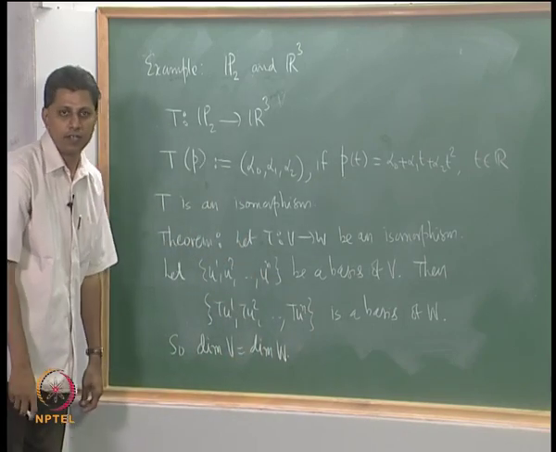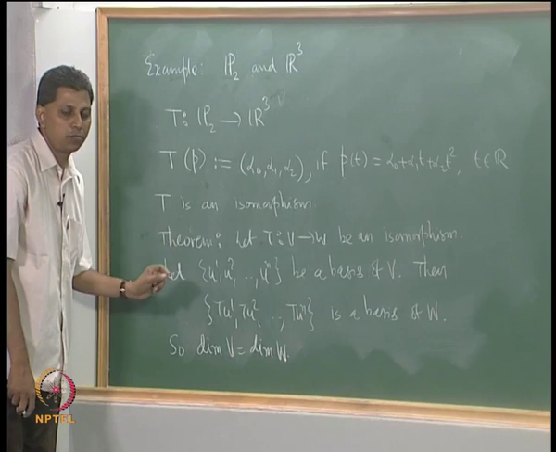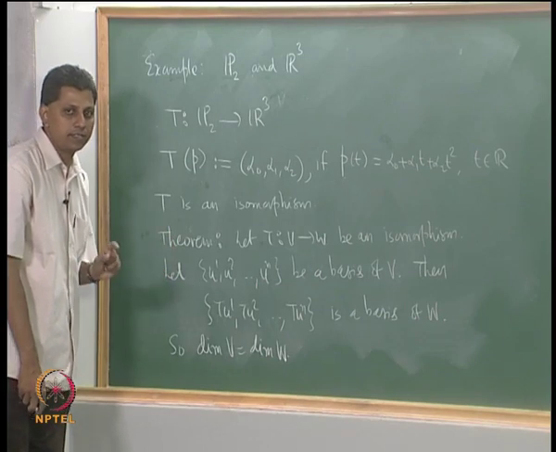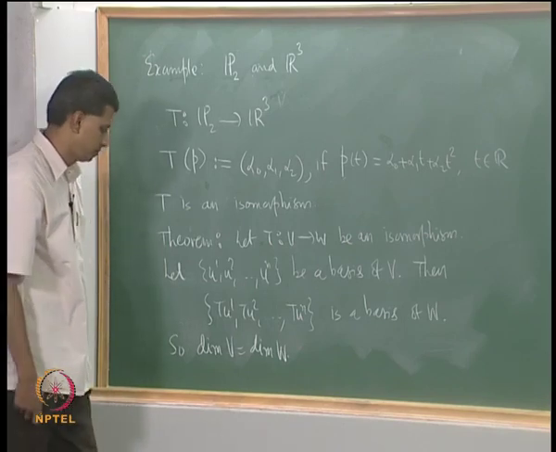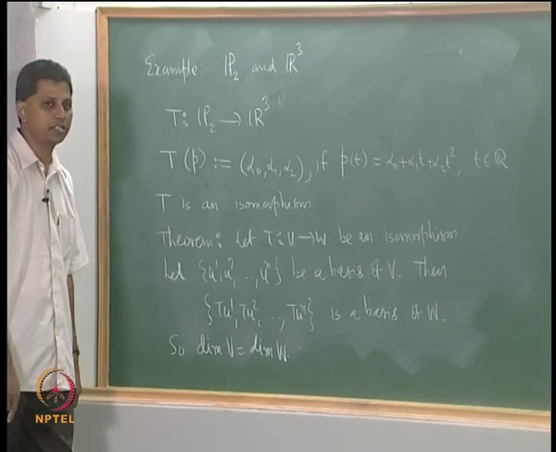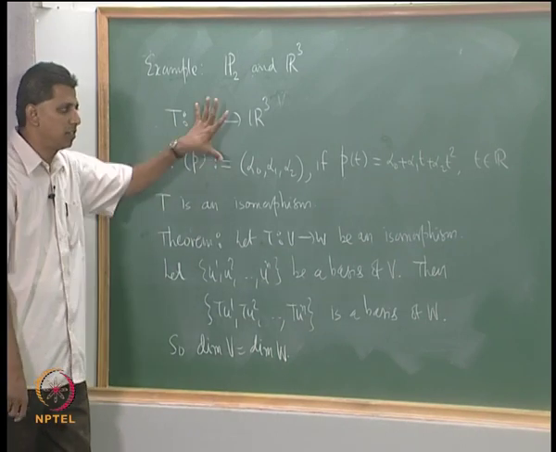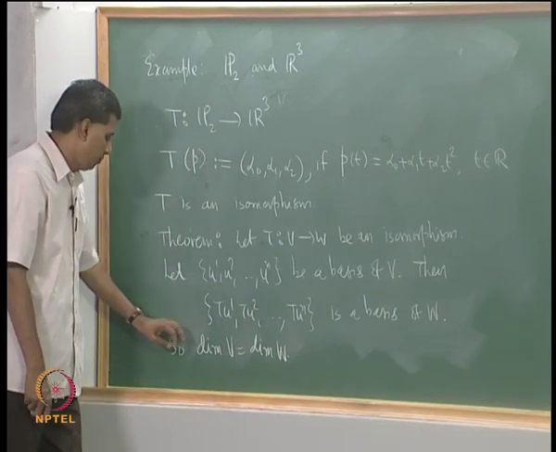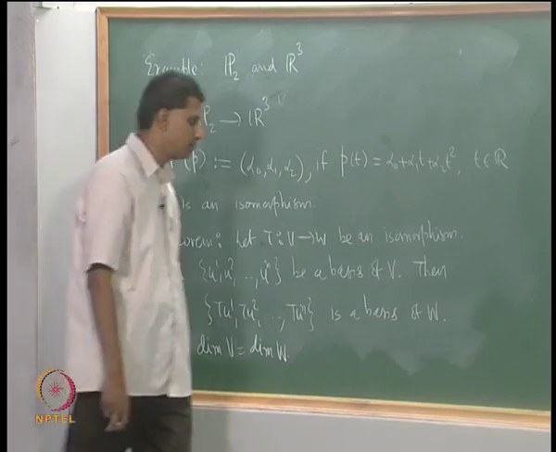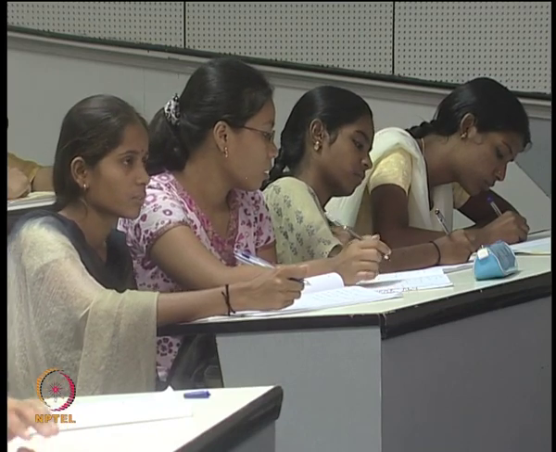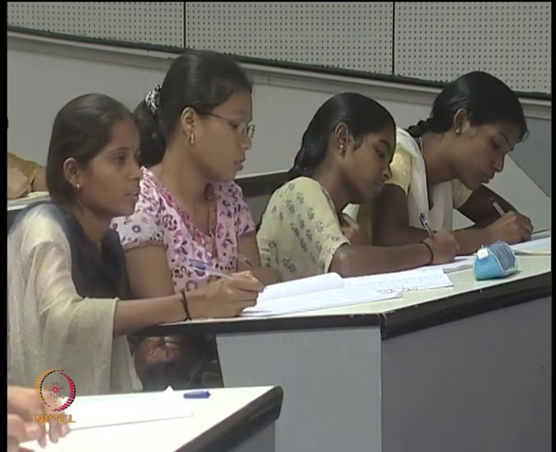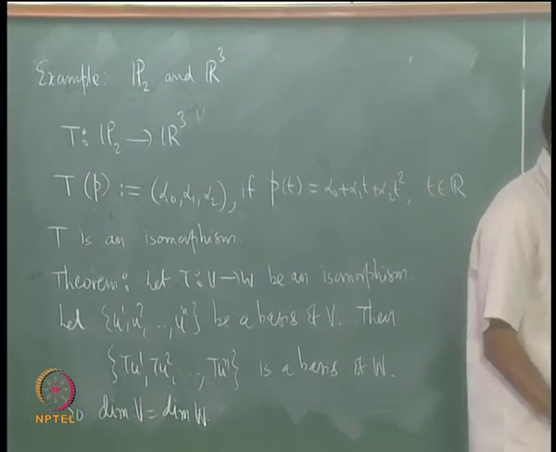Okay, this is what I said. If you have an isomorphism between finite dimensional vector spaces, then the vector spaces must have the same dimension. We will prove the converse also. If two vector spaces have the same dimension, then there is an isomorphism, very similar to this particular example. Let me first prove this result. I want to show that this is a basis of W: spanning set, linear independence.